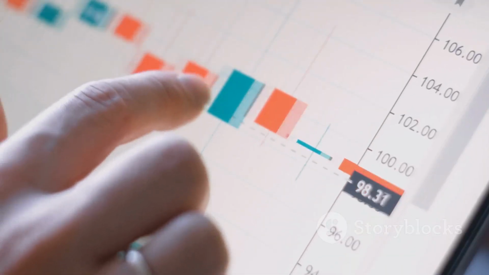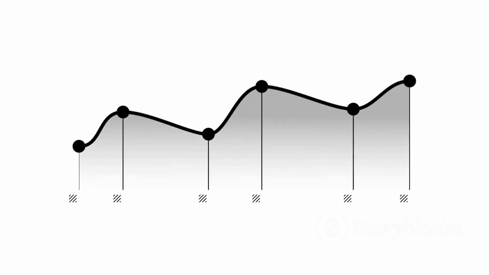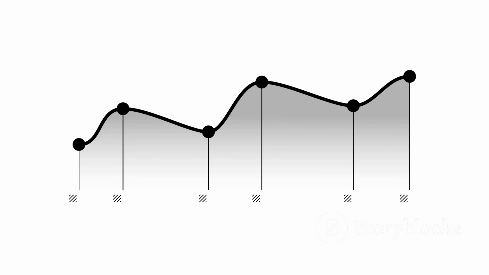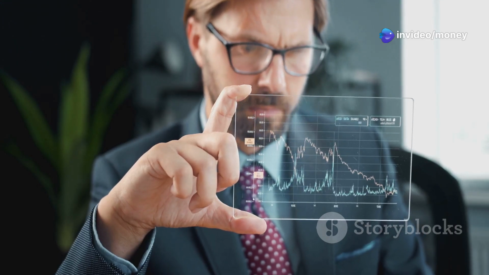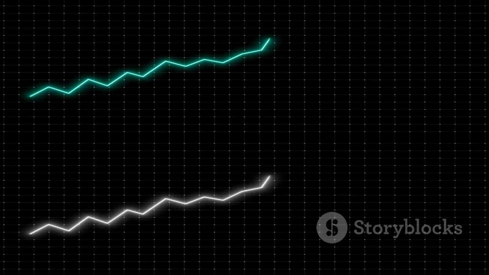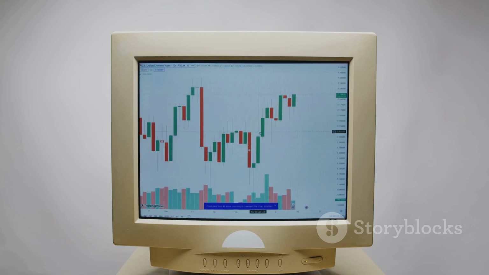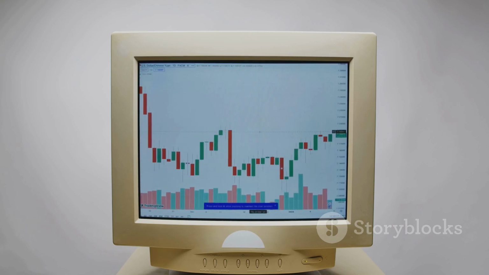The second line is %D. This line is simply a moving average of the %K line. Most commonly, a 3-period simple moving average is used for %D. This line acts as a smoother. It helps to filter out some of the noise from the faster %K line. Because %D is a moving average of %K, it will lag slightly behind %K.